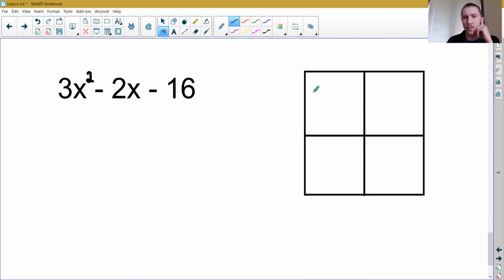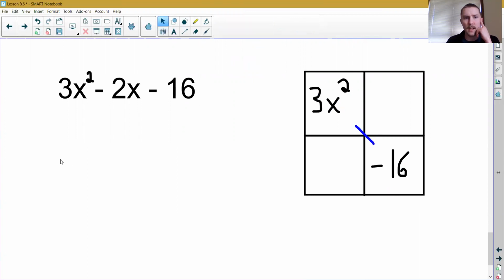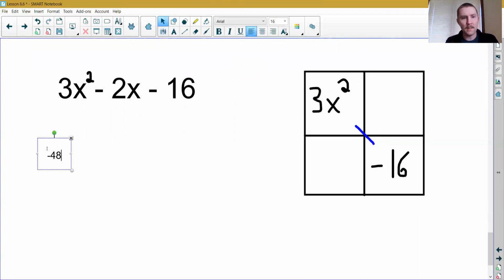So I'm going to start my window method the same way I did before. I'm going to put the very first piece, my 3x squared, here, and I'm going to put a minus 16 here. Okay, and then I'm going to multiply those two boxes together, and I end up with a negative 48x squared.